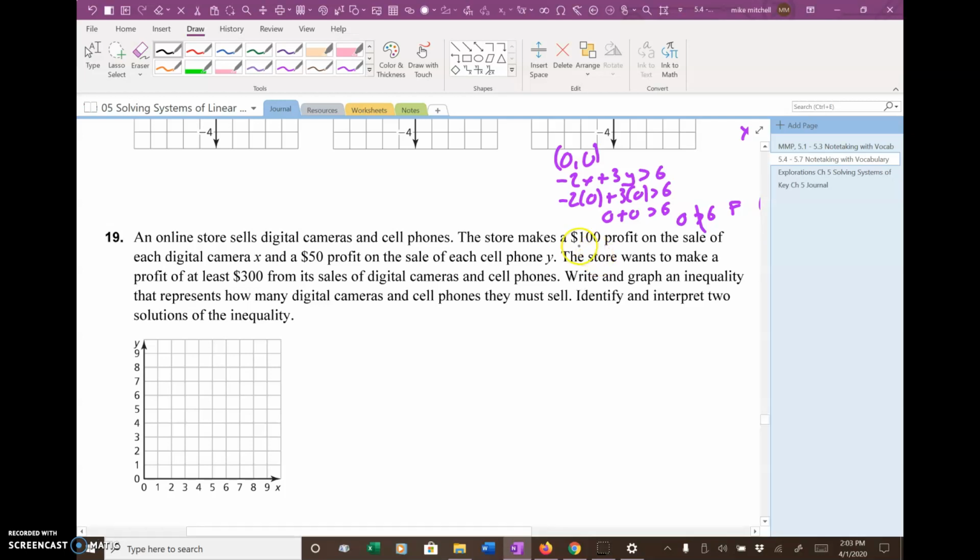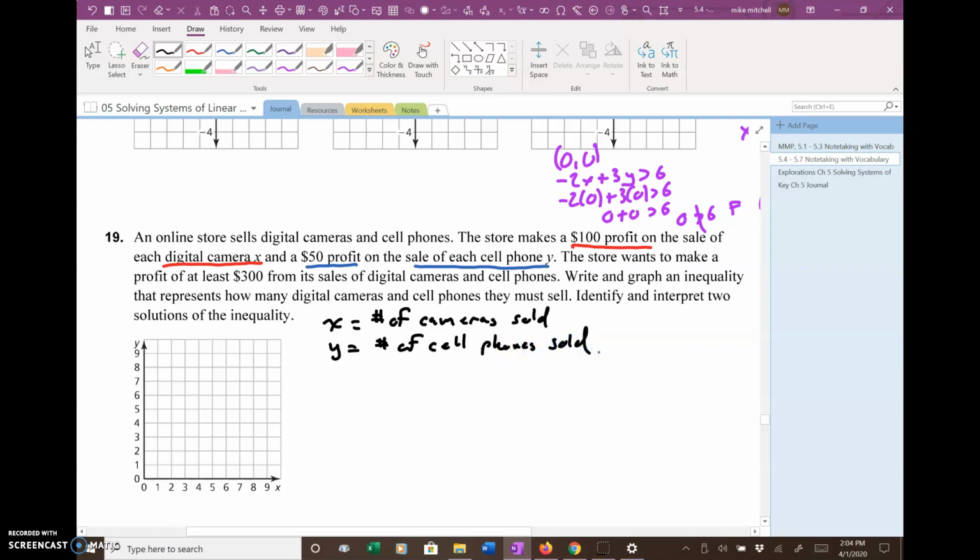The store makes a $100, oops, I want to change my colors here. We're going to go to red. Makes a $100 profit from the sale of each digital camera, and that's X. And we've got a $50 profit for the sale of each cell phone Y. So X equals number of cameras sold. Y equals the number of cell phones sold. That's always a good idea. Get that X and Y down. Know exactly what they are. It helps you come up with the equation later.